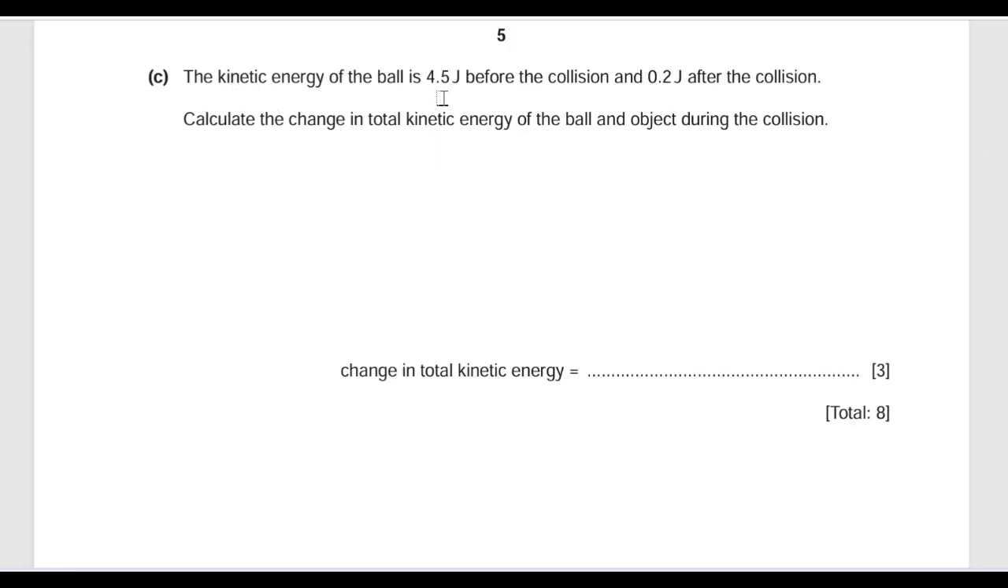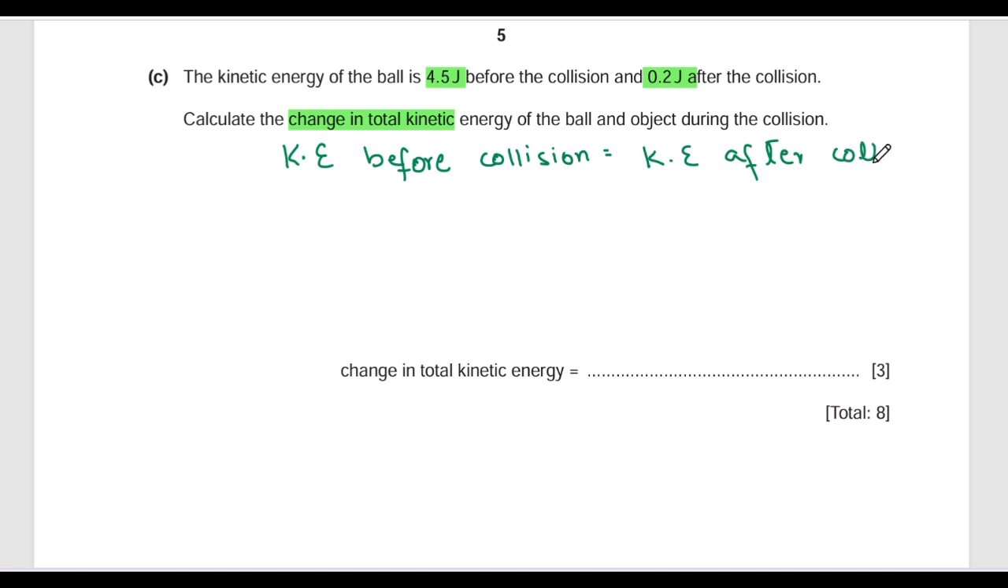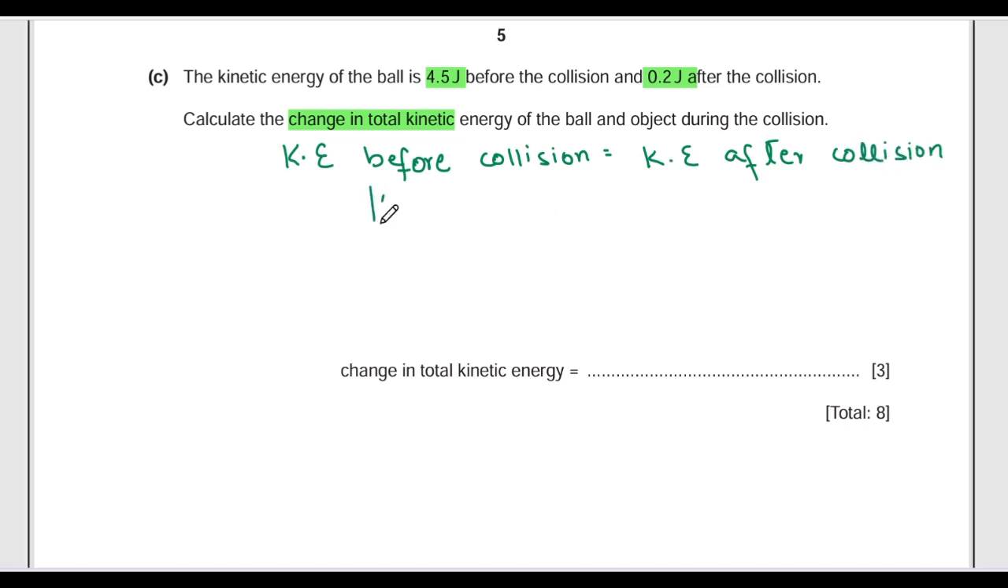Next question says that the kinetic energy of the ball is 4.5 joules before collision and 0.2 joules after collision. We have to calculate the change in kinetic energy of the ball and the object during the collision. Again, we'll go with the law of conservation of energy. Kinetic energy before collision equals kinetic energy after collision. Kinetic energy of ball before collision plus kinetic energy of object before collision equals kinetic energy of ball after collision plus kinetic energy of object after collision.